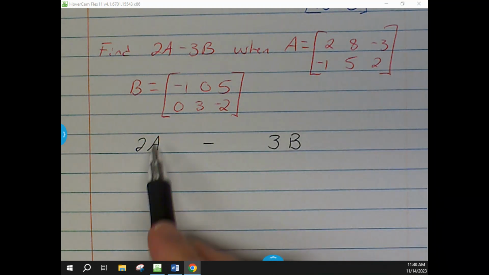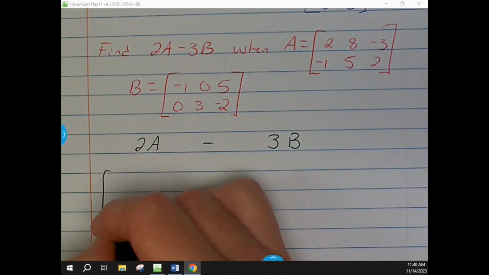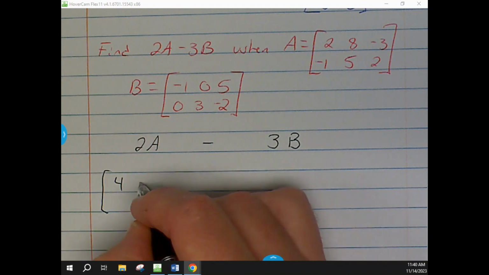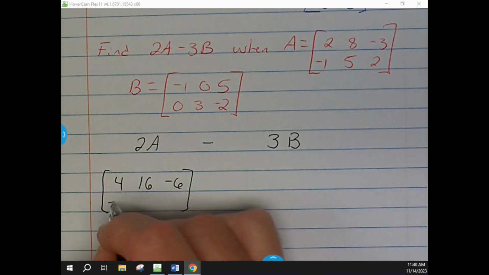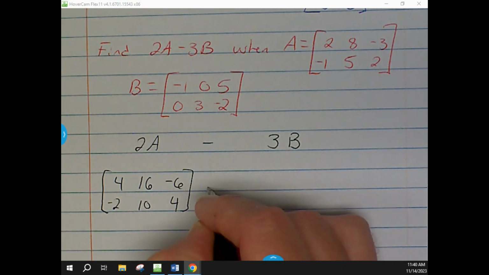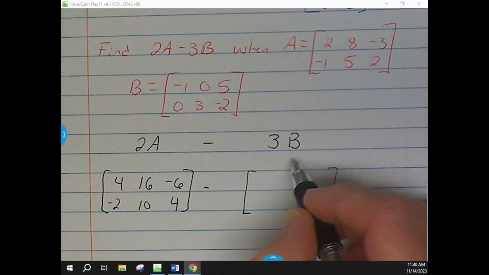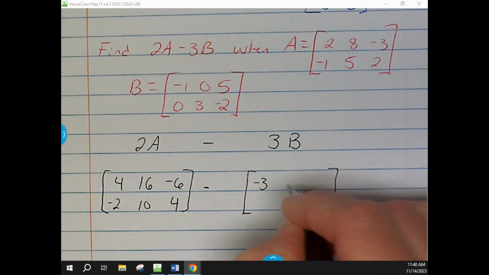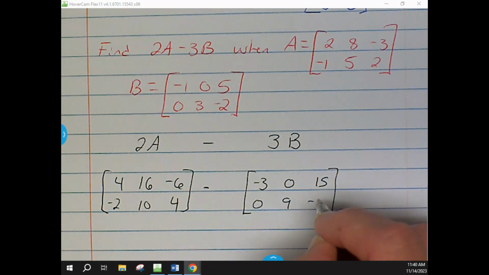So first we figure out what 2A is. We take every single number in A and multiply it by 2. So that's going to make it 4, 16, negative 6, negative 2, 10, and then 4. Then we take every number in B and multiply it by 3. So that's going to make it negative 3, 0, 15, 0, 9, and negative 6.